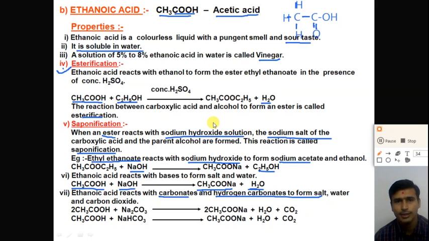So dear students, I hope that you understand both the carbon compounds, ethanol and ethanoic acid, the properties of ethanol and the properties of ethanoic acid.